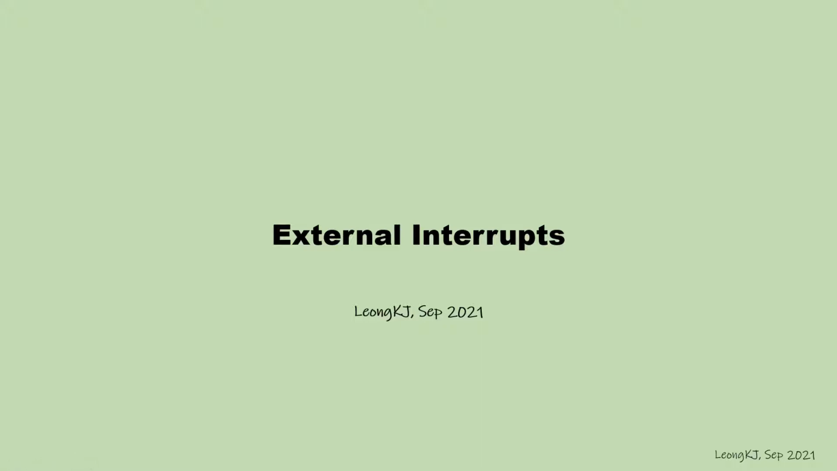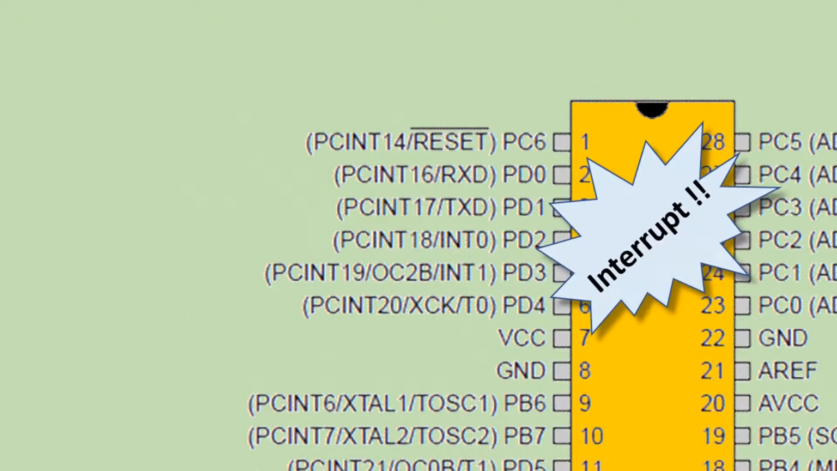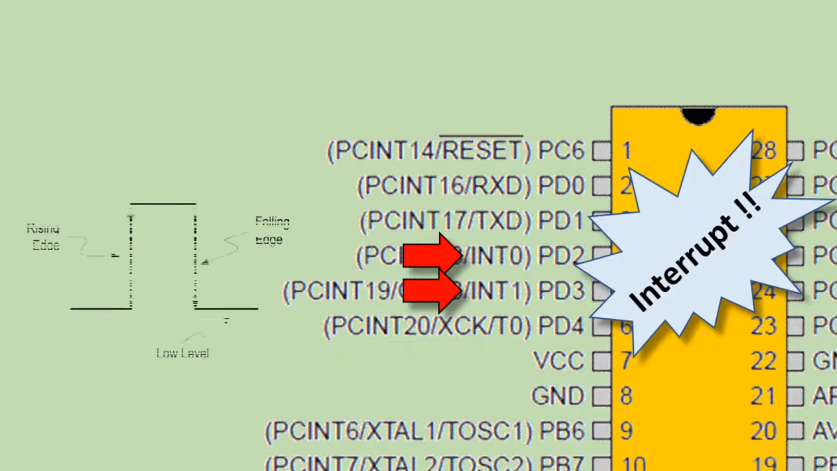External interrupts. This is the pin configuration diagram of the ATmega328 microcontroller. External interrupts are generated when an interrupting signal enters the external 0 interrupt pin, or the external 1 interrupt pin. The interrupts can be triggered by the rising edge, falling edge, or low level of the interrupting signal.